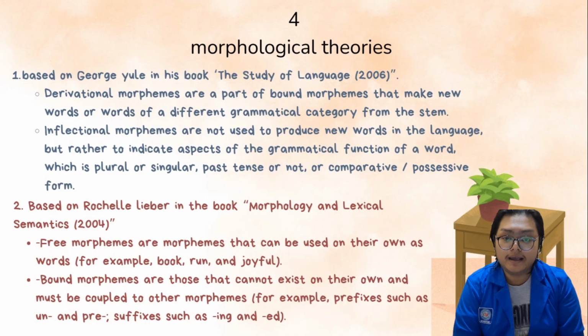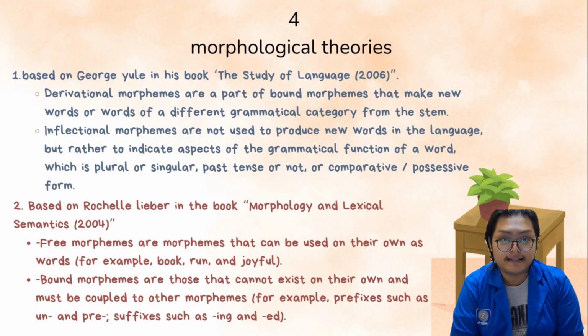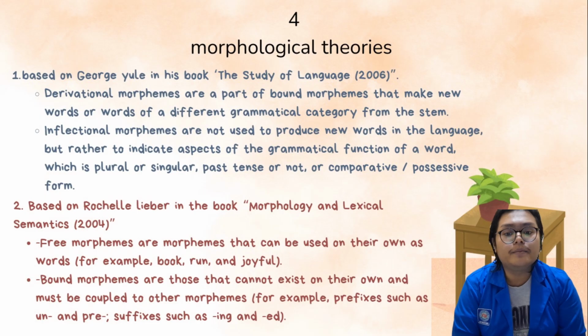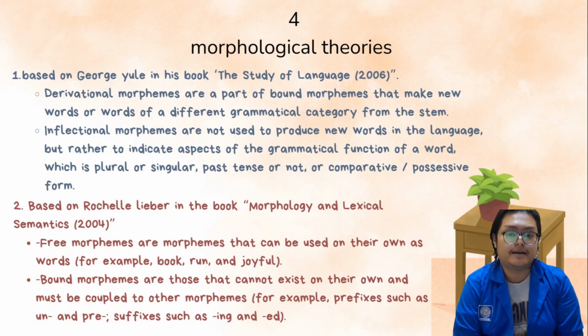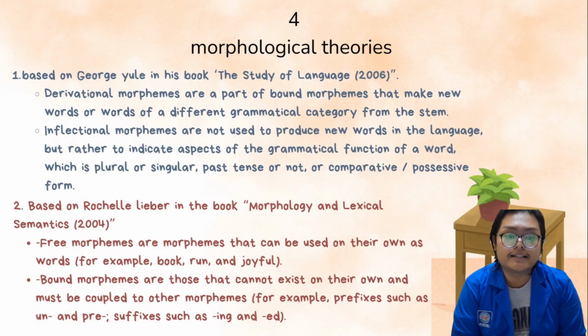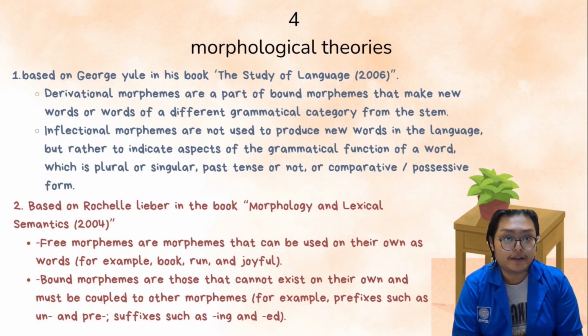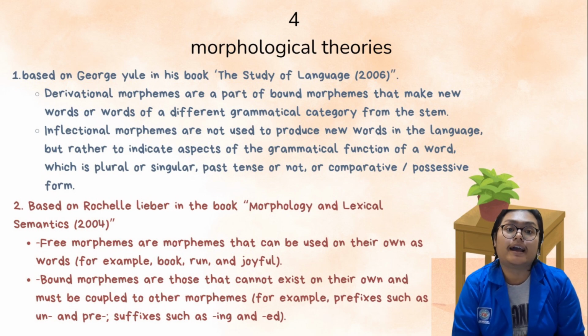Based on Rochelle Lieber in the book Morphology and Lexical Semantics, 2004. Free morphemes are morphemes that can be used on their own as words, for example, book, run, and joyful. Bound morphemes are those that cannot exist on their own and must be coupled to other morphemes, for example, prefixes such as un and pre, suffixes such as ing and ed.